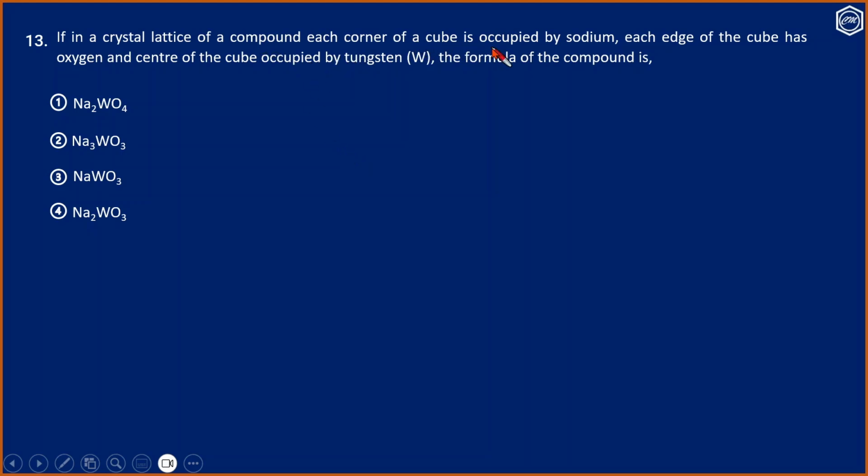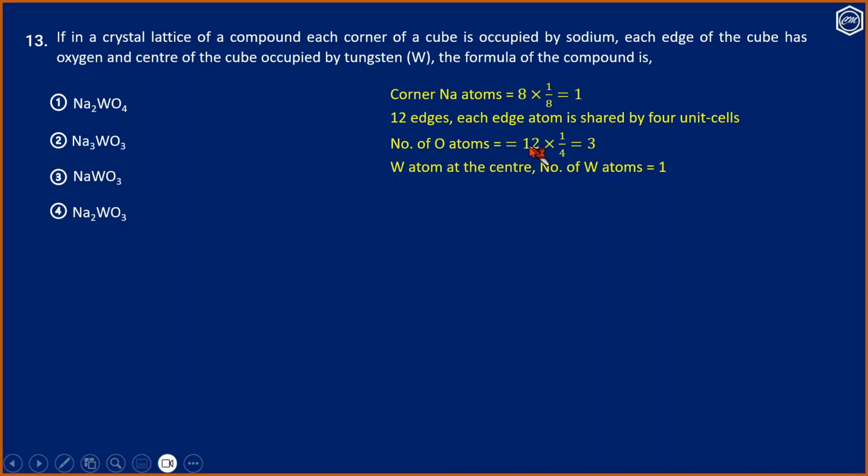Each corner of the cube is occupied by sodium. The corner sodium atoms are shared by 8 unit cells. There are 8 corners, so 8 into 1 by 8, and it is equal to 1. 12 edges are there. Each edge atom is shared by 4 unit cells. So the number of oxygen atoms is 12 into 1 by 4, equal to 3. Tungsten atoms are at the center, so therefore 1 atom. So the formula should be NaWO3. Option 3 is the correct answer.